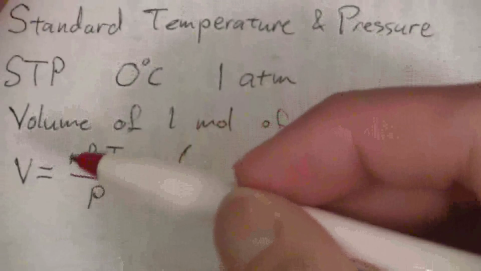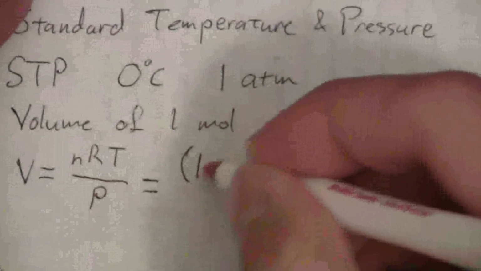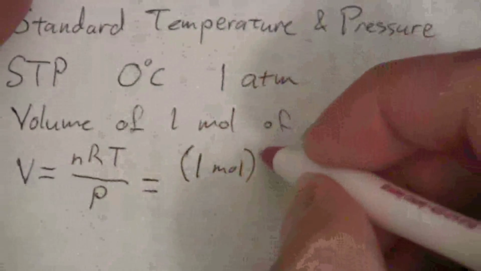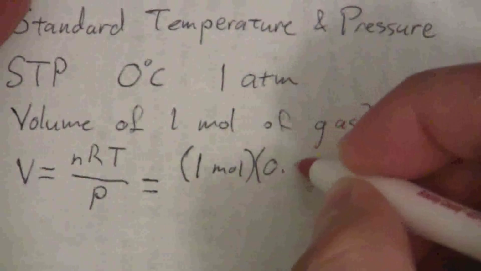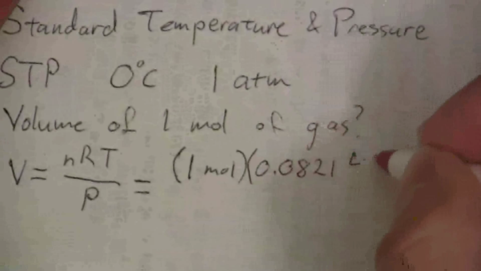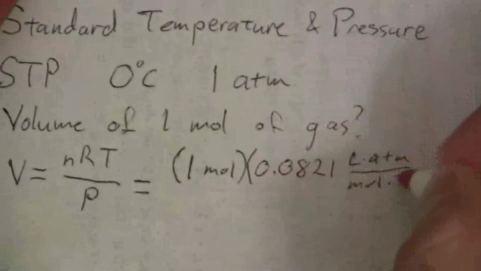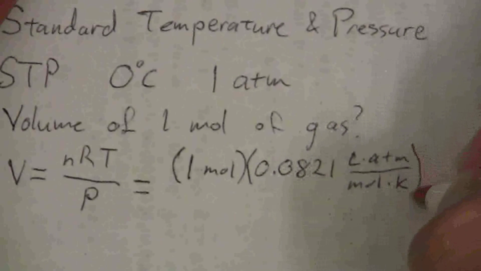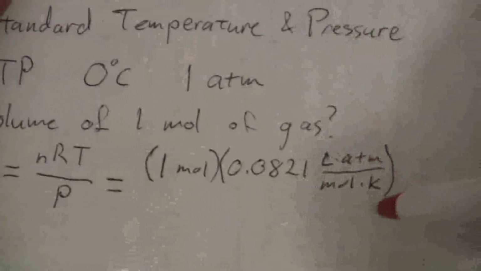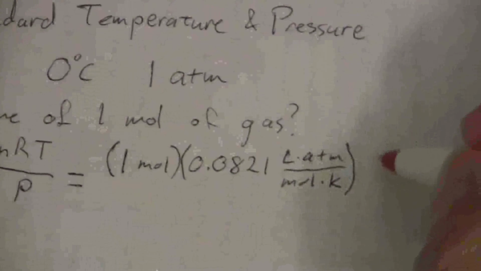n is the number of moles, and we're talking about 1 mole of gas, so that would just be 1 mole. R is our ideal gas constant, which has a value of 0.0821 liter times atmospheres divided by moles times Kelvin. Several different units in there, arranged so that they will cancel with all of the others.